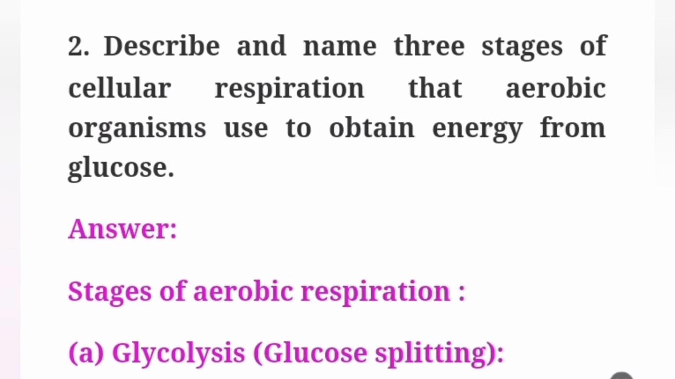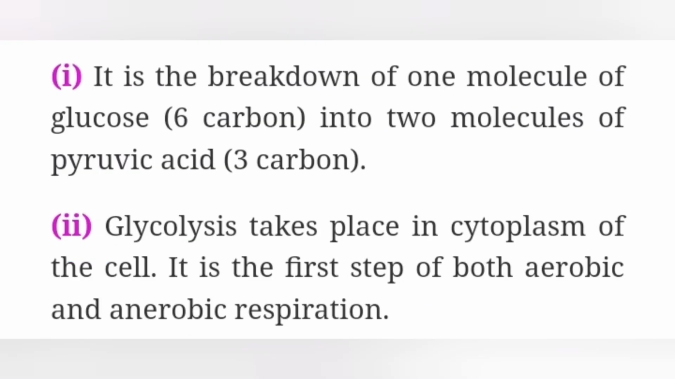Second question, describe and name 3 stages of cellular respiration that aerobic organisms use to obtain energy from glucose. The stages of aerobic respiration, option A, glycolysis, glucose splitting. First point, it is the breakdown of one molecule of glucose, 6 carbon, into 2 molecules of pyruvic acid, 3 carbon. Second point, glycolysis takes place in the cytoplasm of the cell.